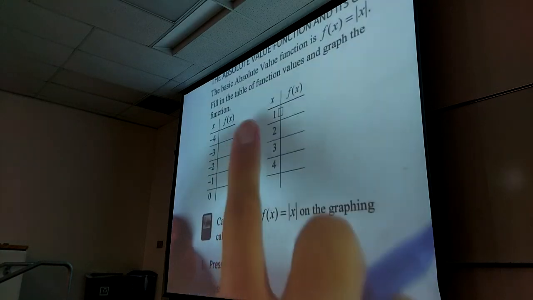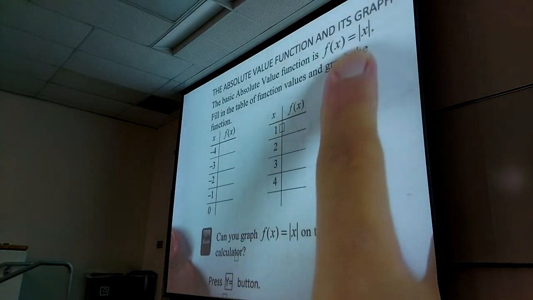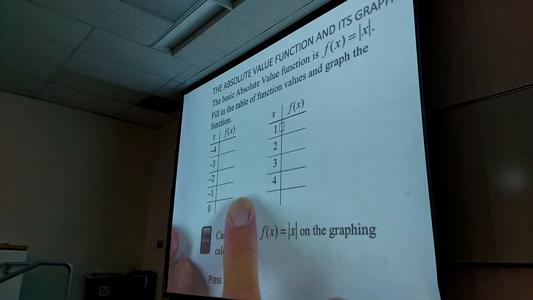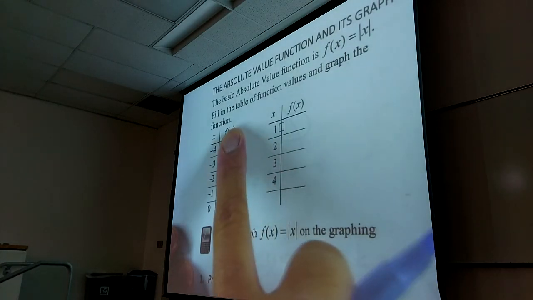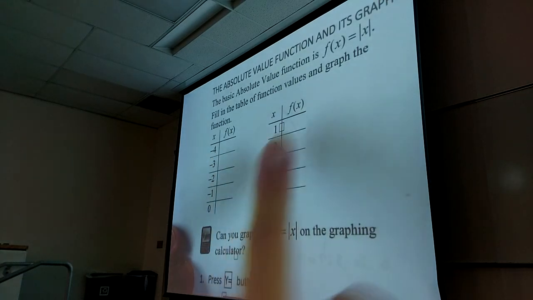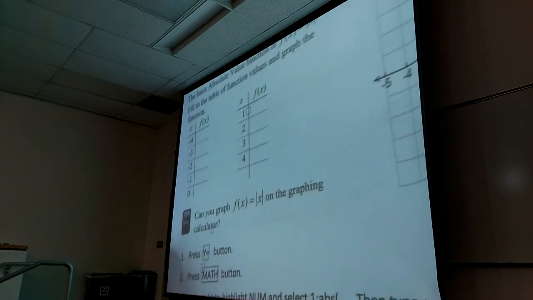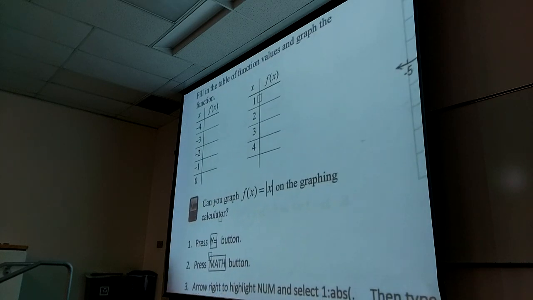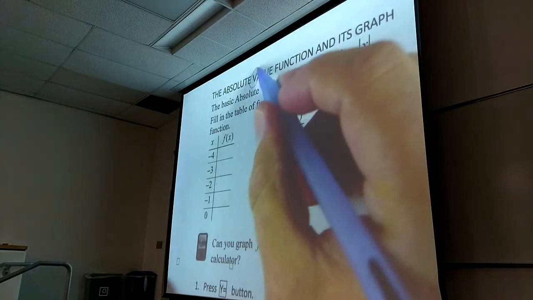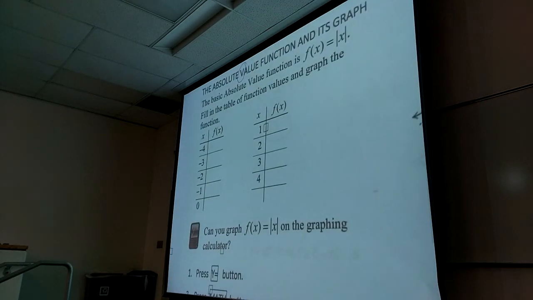Now, let's do this. Here, you guys fill in these. Here's the function. Fill in these x, y tables. Remember, f of x is just y. You guys can do it. And then try to graph it. See what happens. Some of you guys should already know what letter in the alphabet absolute value looks like. Not sure the little boxes are there.